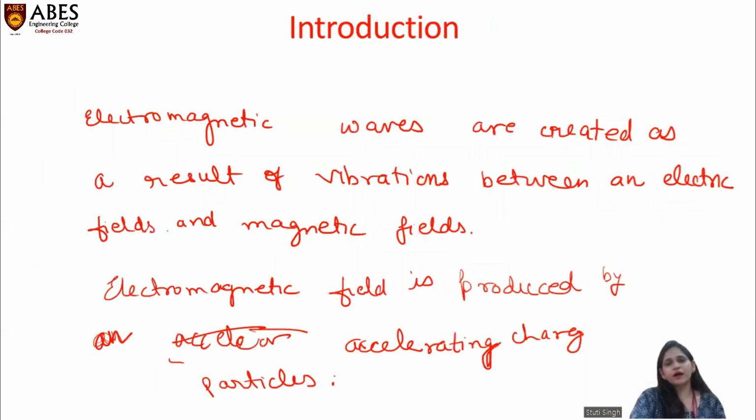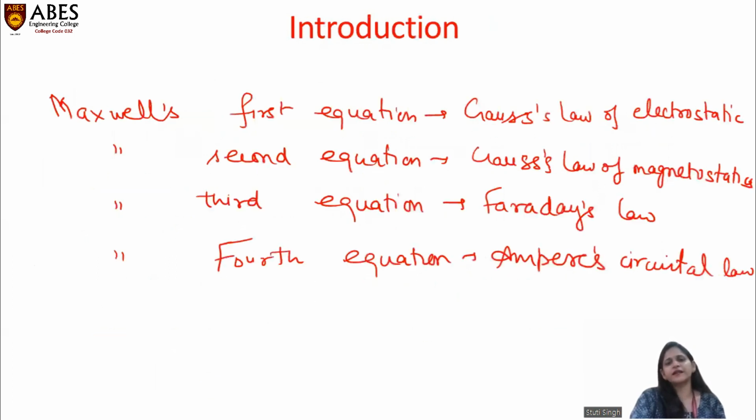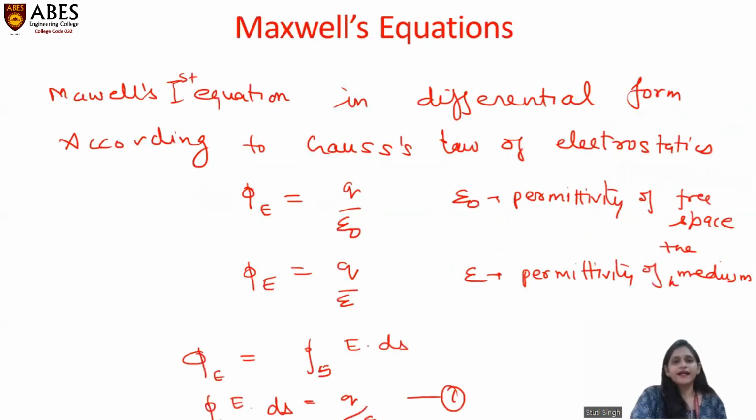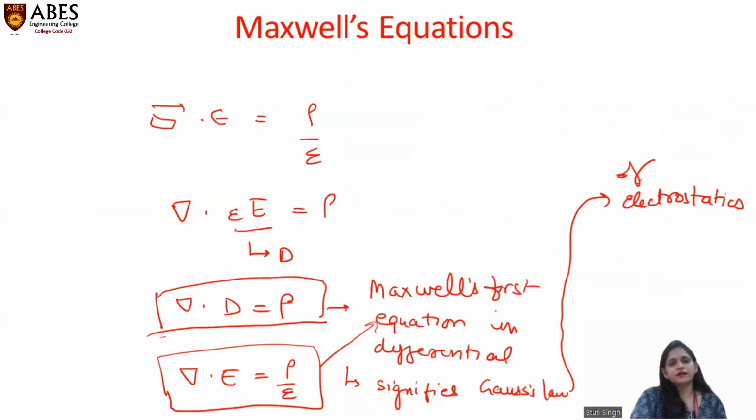Then we also talked about electromagnetic waves, Maxwell's first equation. Then we started talking about electromagnetic field theory, in which I told you all that all the four Maxwell's equations are representing the basic laws. Maxwell's first equation represents Gauss's law of electrostatics, the second equation Gauss's law of magnetostatics, the third equation Faraday's law, and the fourth equation Ampere's circuital law. We derived Maxwell's first equation in differential form in the last video. This was Maxwell's first equation in differential form.